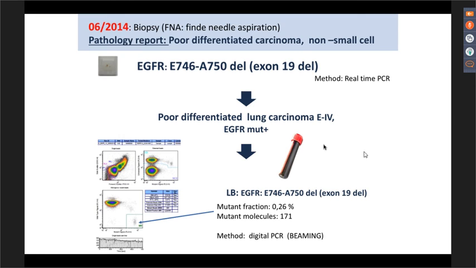At that moment, we asked for a blood sample in order to analyze the presence of EGFR mutation in circulating free DNA. And using BEAMing technology, which is a digital PCR technology, we were able to find the mutation in their blood. The mutant fraction at that time was 0.26%, and the number of mutant molecules was 171.